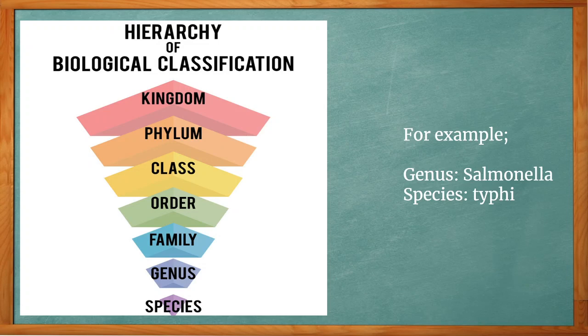This is the hierarchy of biological classification. First comes the kingdom, and then phylum, class, order, family, genus, and species. For example, the microorganism Salmonella typhi belongs to the genus Salmonella and species Typhi.